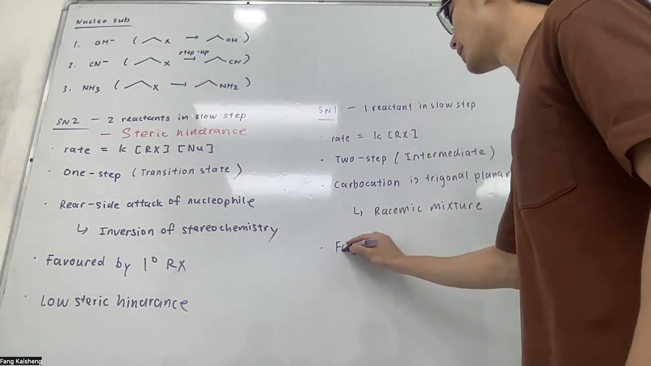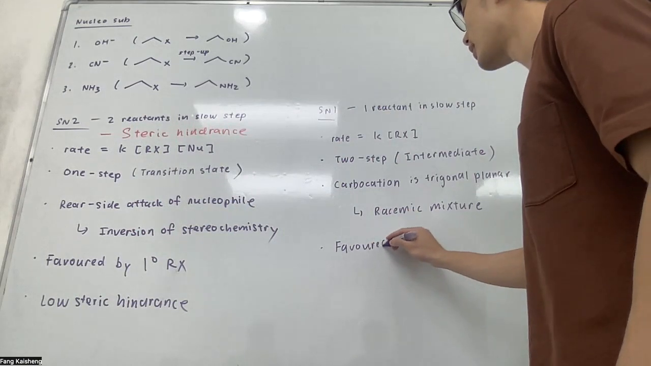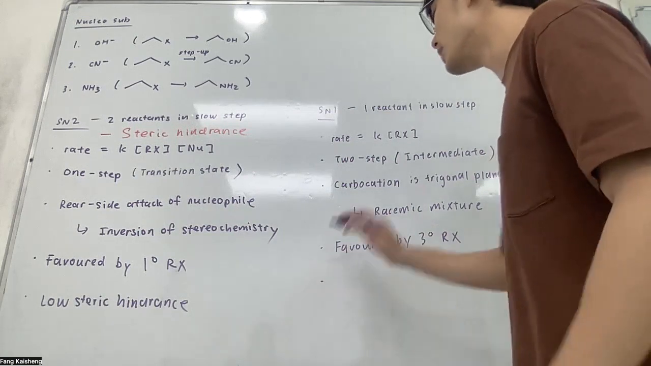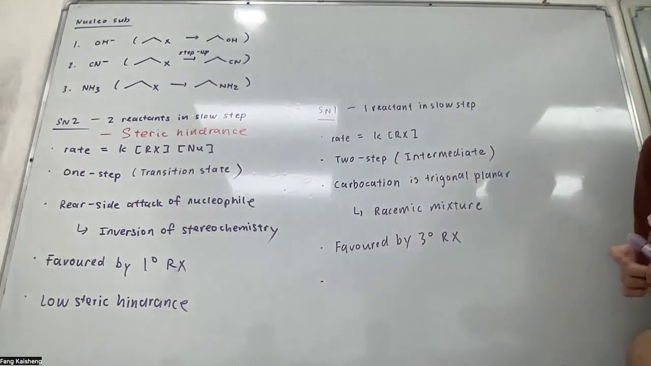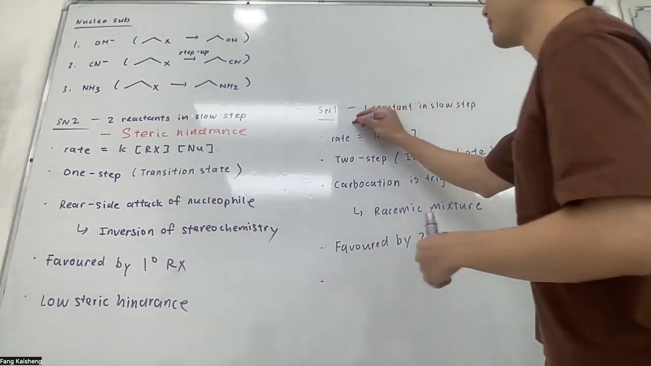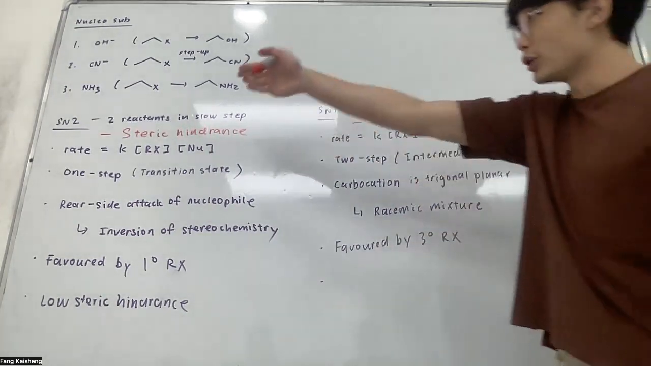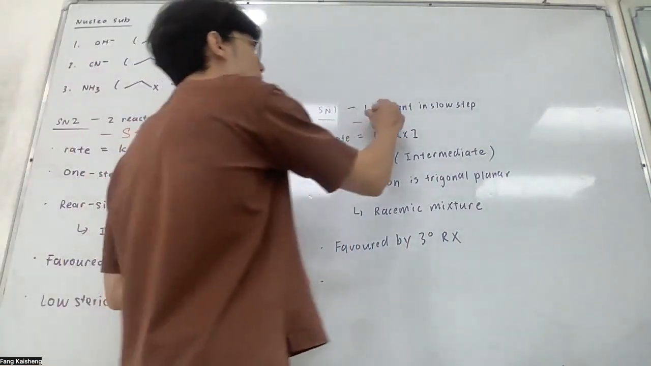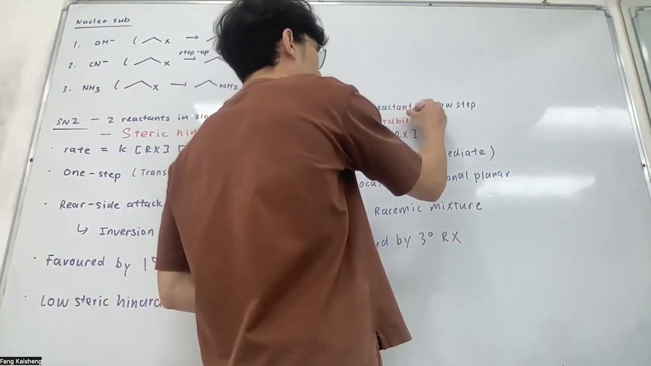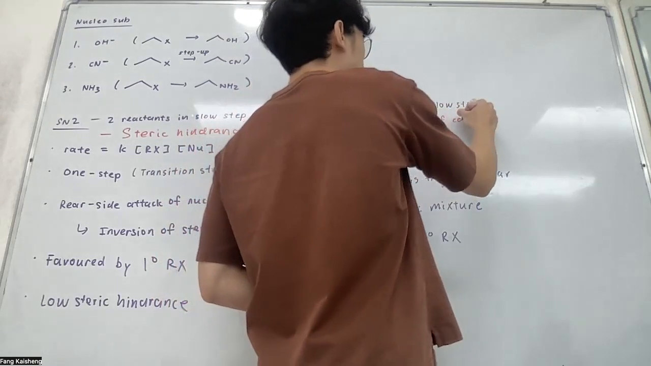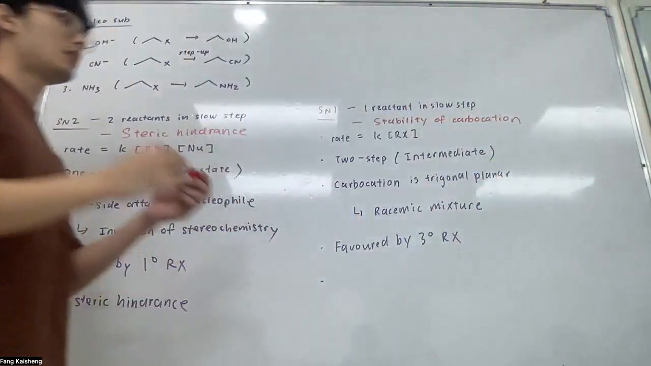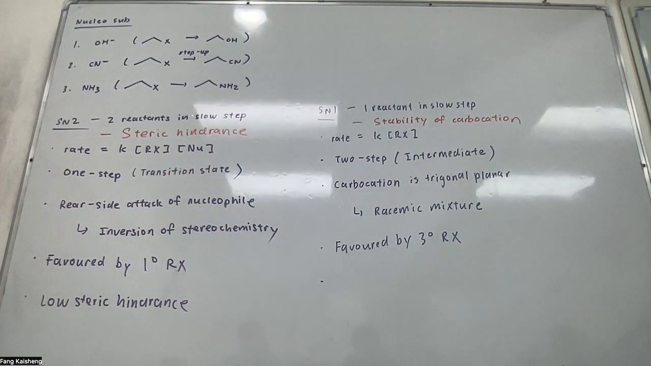Okay, next, it's favored by what? Tertiary halogenoalkanes. Good. What is the argument that I use to argue SN1? What we talk about instead? SN2 we talk about steric hindrance. Okay, the stability of carbocation. Okay, dispersing the positive charge. The more dispersed the positive charge is, the more stable the carbocation is.